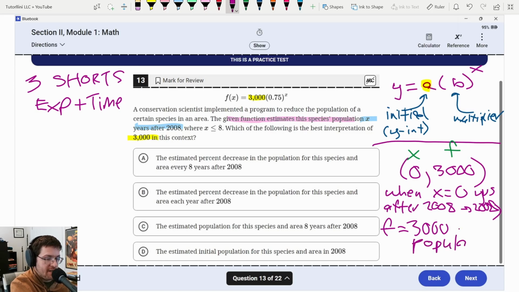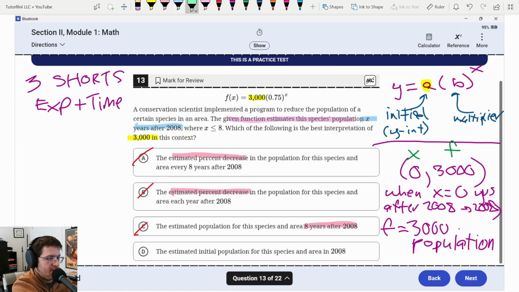Now that I have that written down, and I'm pretty confident I know what it means, now I'm going to look at the answer choices so I don't get tricked. So the estimated percent decrease, that doesn't seem right. It just tells us the population is 3,000. The estimated population for this species and area, it says 8 years after 2008? No, we said it's 0 years after 2008. So it seems like all 3 of these are wrong.